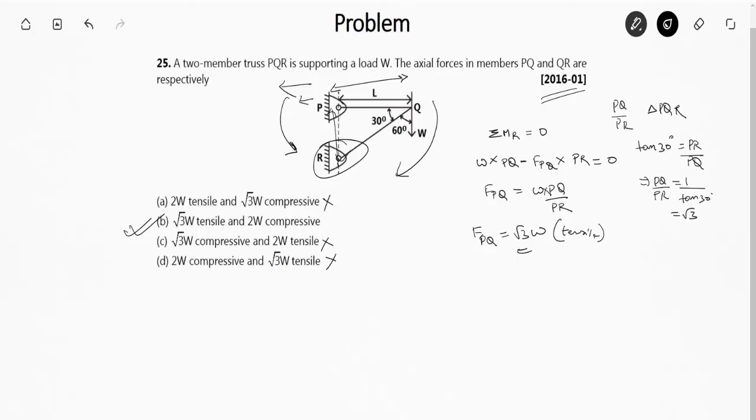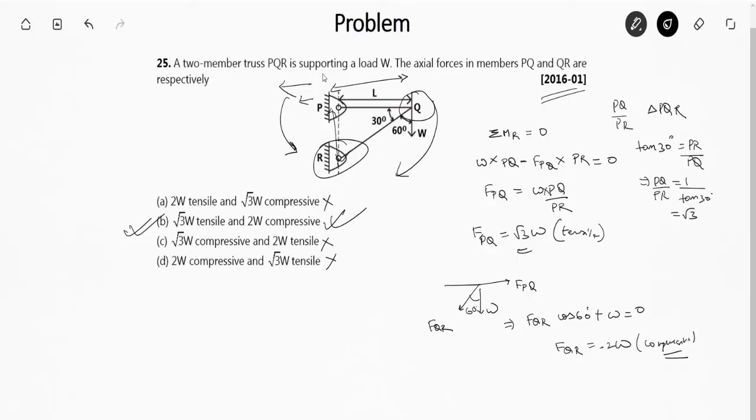But how will we calculate QR? See, we will consider the FBD of point Q. We can write point Q as W is in this direction, F of PQ, since it is tensile, will be in this direction, and QR is something I have assumed in this direction. So this is angle 60 degree. So F of QR cos of 60 degree plus W is equal to 0. You will get F of QR as minus 2W, which shows it is compressive in nature. So F of QR is 2W compressive. So option B is the right answer.